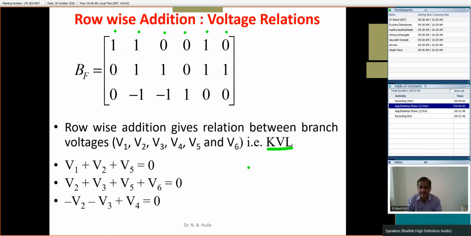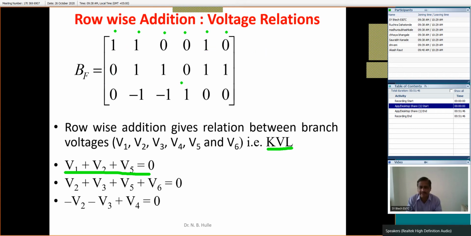That is the KVL. How is the KVL? Summation of the potentials in any loop is 0. That is the philosophy of the KVL. It is in a similar way. Here it is V1 plus V2 plus V5, which is equal to 0. That is this equation, which is the row-wise addition: V1 plus V2 plus V5 equals 0.